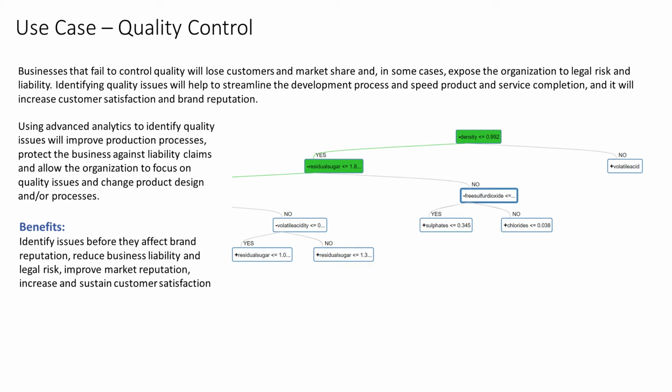The benefits to quality control are numerous and include protecting your brand reputation, reducing business liability and risk, improving market positioning and reputation, and increasing and sustaining customer satisfaction. Using advanced analytics to identify quality issues will improve production processes, protect the business against liability claims, and allow the organization to more easily upgrade products, create new products and services, and anticipate issues along the way.